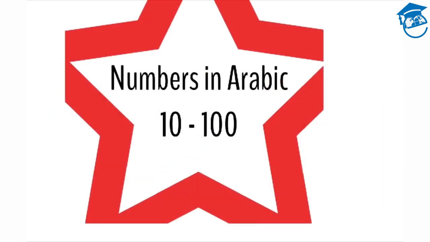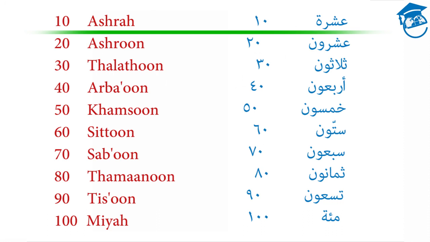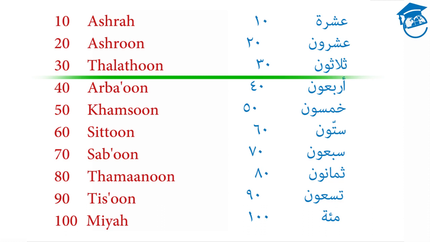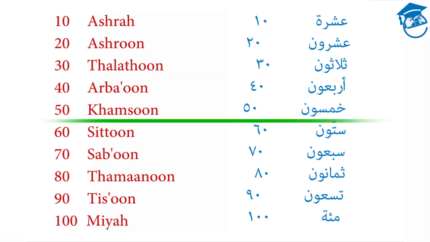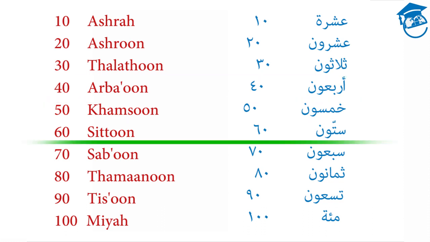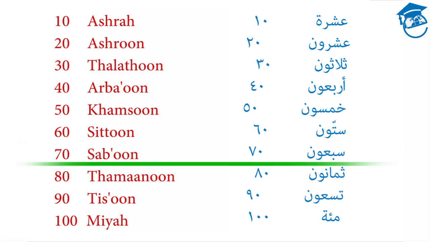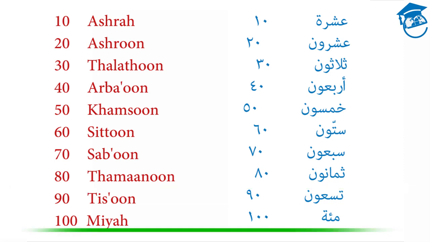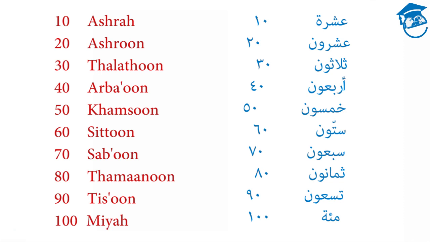Now let's try to count together from 10 to 100. I'll say the number, and I want you to repeat it after me. Ashara. Ishrun. Thalathun. Arbaun. Khamsun. Sittun. Sab'un. Thamanun. Tis'un. Mi'a. Let's try it again. We're counting from 10 to 100 by tens.